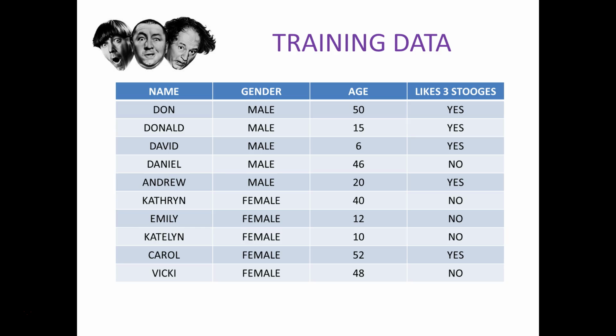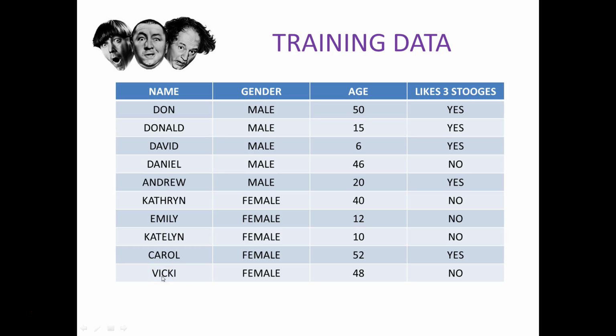So let's say that this is our training data set here. So we have me. I'm a male and I'm 50 and I like the Three Stooges. And my son Donald is a male and he's 15 and he likes the Three Stooges. And my son David likes them. My little brother surprisingly does not like the Three Stooges, but my nephew Andrew, who's 20 years old, likes the Three Stooges. My wife Catherine does not like them. My daughter Emily does not like them. Caitlin doesn't. My sister Carol likes the Three Stooges, and my other sister Vicky does not.